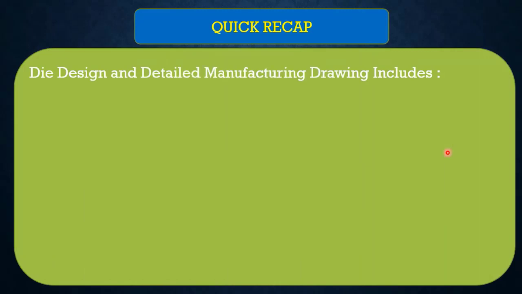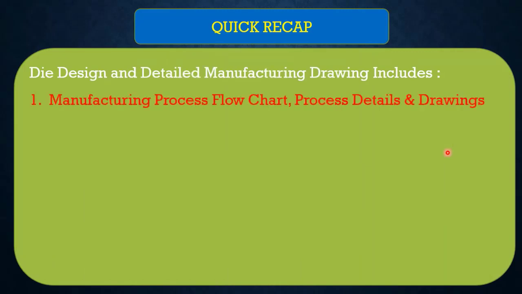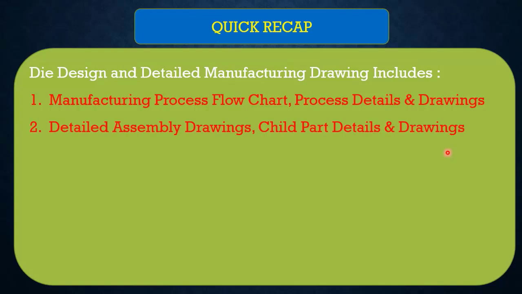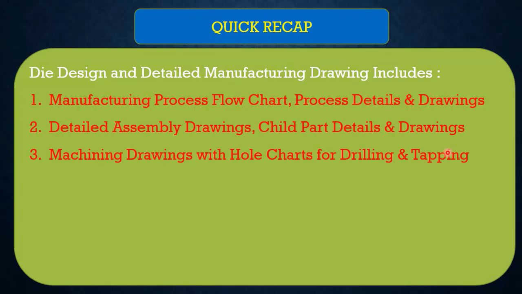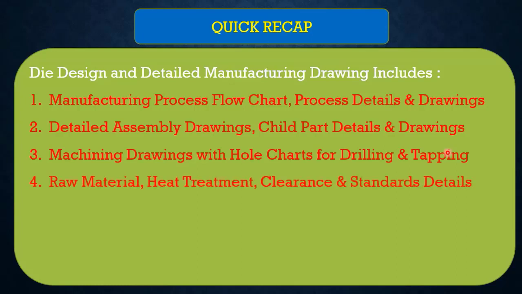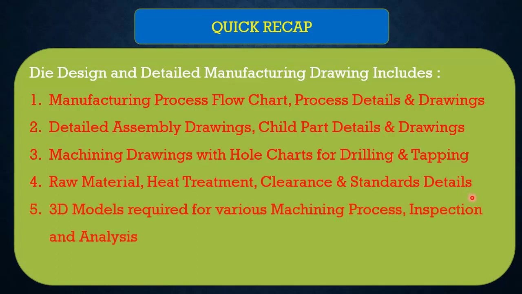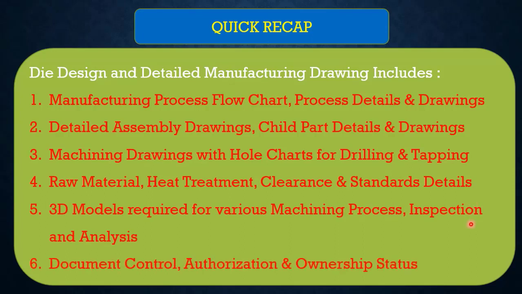So let's have a quick recap, friends. Die design and detail manufacturing drawing includes: number 1, manufacturing process flow chart, process details and drawings. Number 2, detailed assembly drawings, child part details and drawings. Number 3, machining drawings with hole charts for drilling and tapping. Number 4, raw material, heat treatment, clearance and standard details. Number 5, 3D models required for various machining processes, inspection and analysis. Number 6, document control, authorization and ownership status.